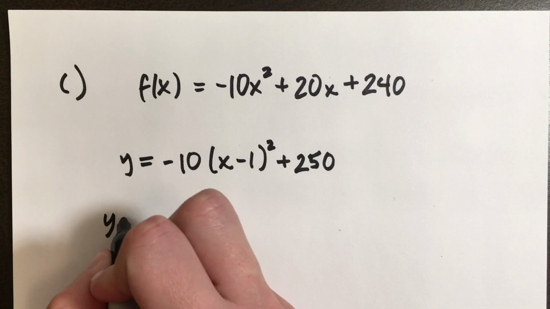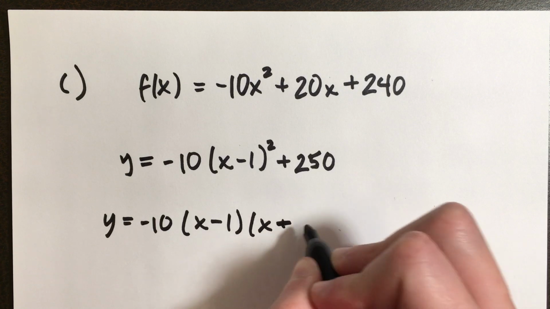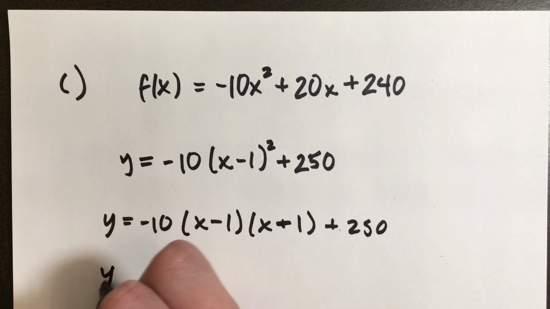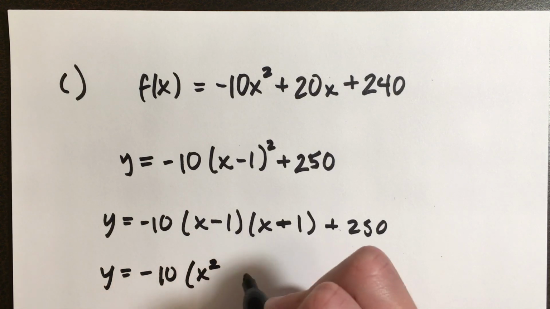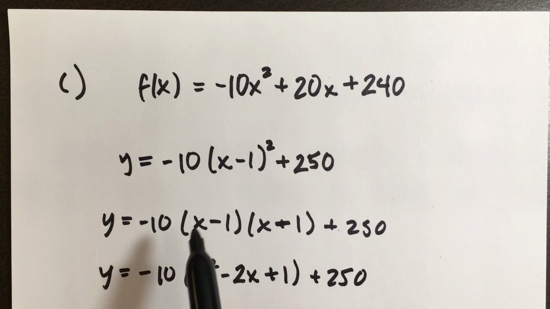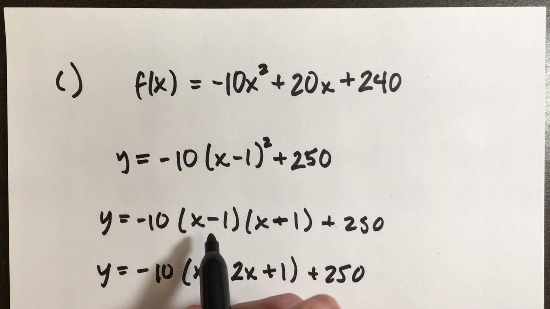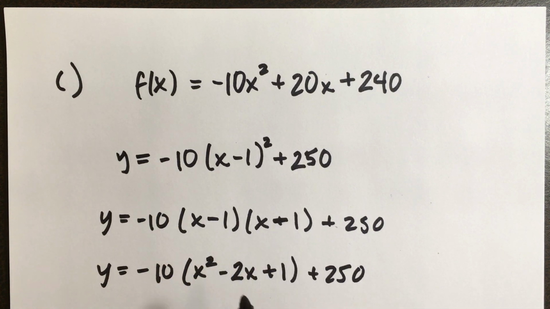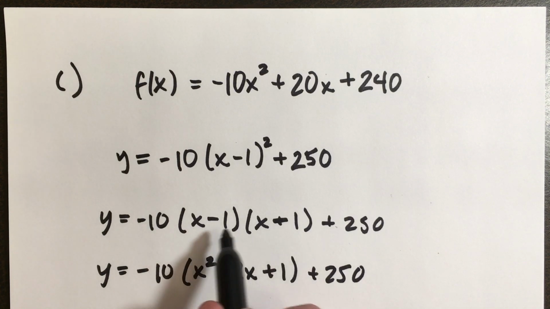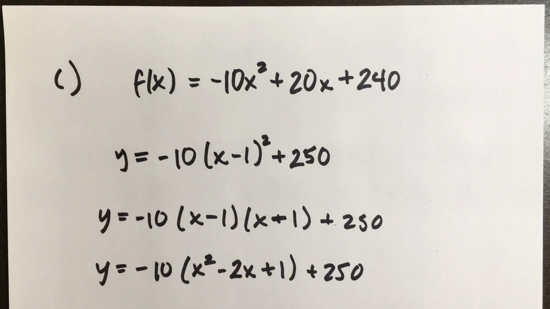So the first thing we're going to do is (x - 1)(x - 1) + 250. So y = -10(x^2 - 2x + 1) + 250. So how we did that was we did x times x is x squared, negative 1 times x is -1x, negative 1 times x again is -1x, so -1x plus -1x is -2x, negative 1 times negative 1 is positive 1. So now we're going to distribute the -10 all the way through. So y = -10x^2 + 20x - 10 + 250. So now we're just going to add like terms.